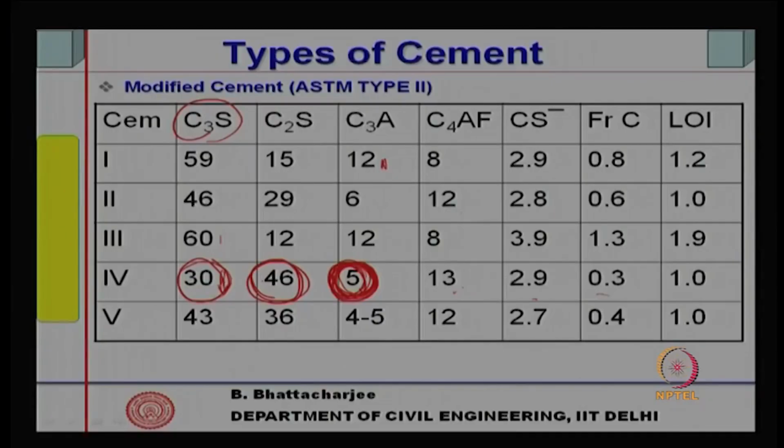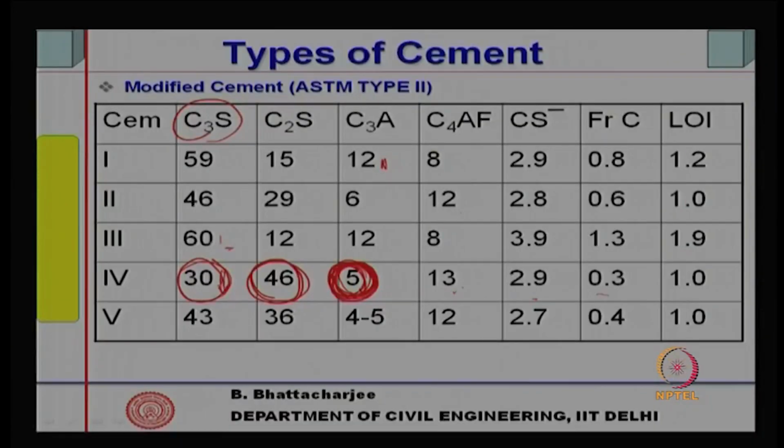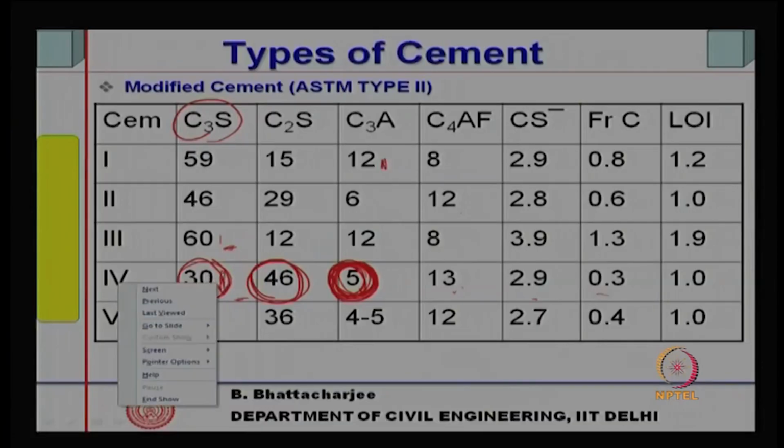It will not have extraordinary grinding. In fact, the Blaine's fineness in case of type 3 would be much higher than type 2, but here the Blaine's fineness may not be higher. It could be same as 225 meter square per kg minimum, and this could be much higher, maybe 350, 400 or so, or even higher depending upon the type, how rapid hardening you want, maybe 700 meter square per kg and so on. So, this is type 4, and this is type 1.